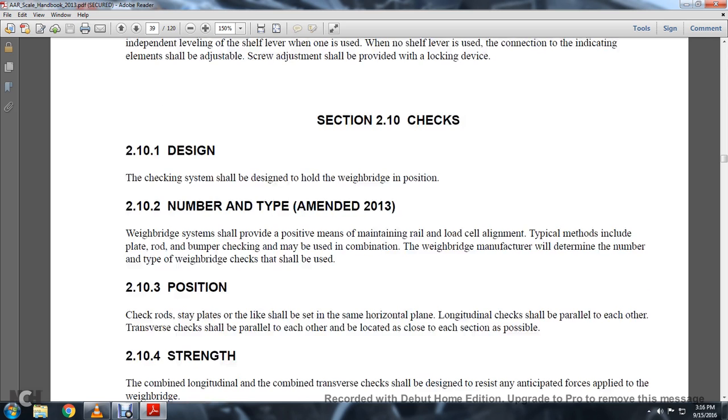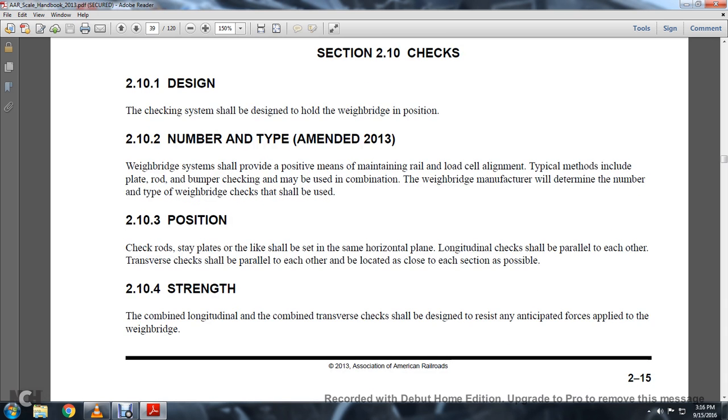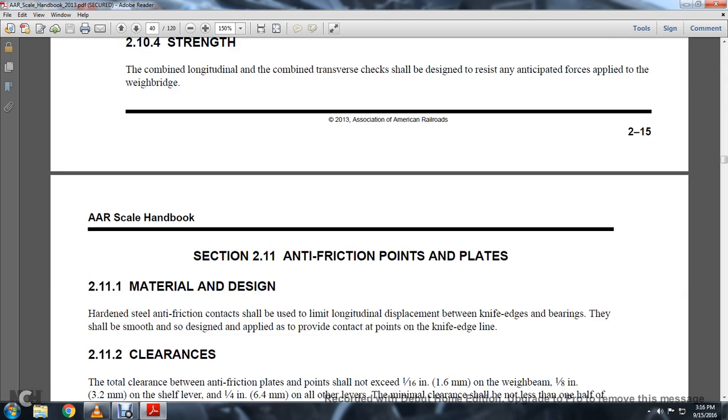2.10.3 Position. Check rods. Save plates unlike may be set in the same horizontal with the longitudinal check parallel to each other, and the transverse checks shall be parallel to each other, located as close to each other as possible. 2.10.4 The strength. Combined longitudinal combined with the transverse checks that shall be designed to resist anticipated force and implied weigh bridge.